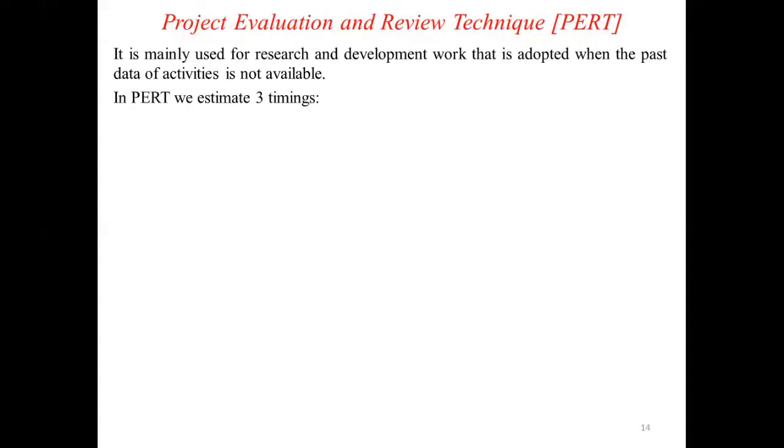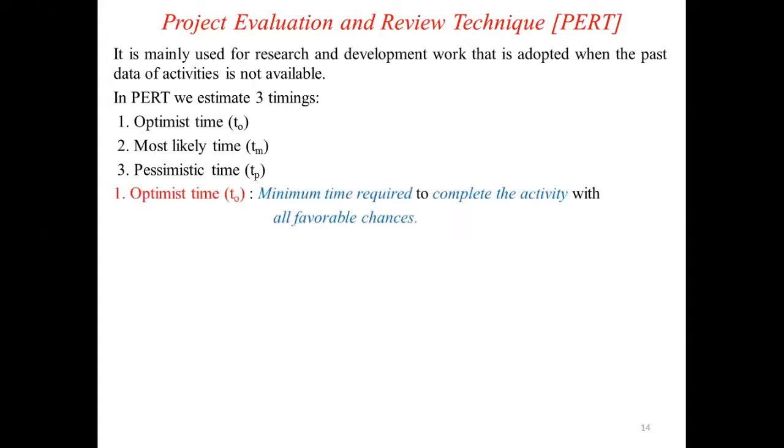One is optimistic time, denoted as T naught. Second one, most likely time, denoted as TM. Third, pessimistic time, denoted as TP. Let us understand the three timings. Optimistic time is defined as the minimum time required to complete the activity of the project with all favorable chances. With all favorable chances, the minimum time required to complete the activity is known as optimistic time, denoted as T naught.